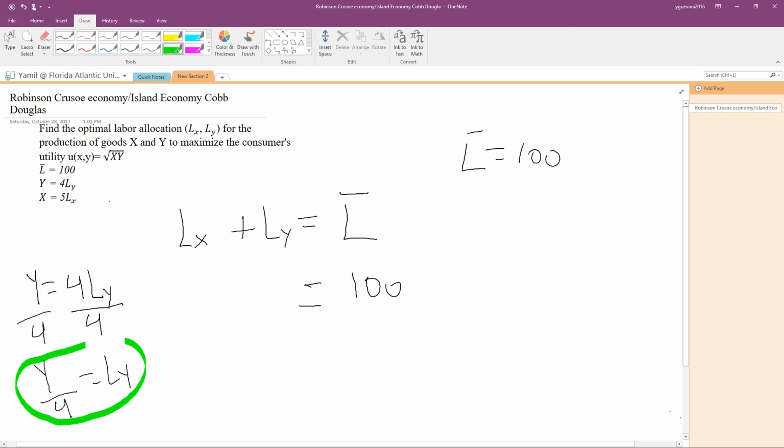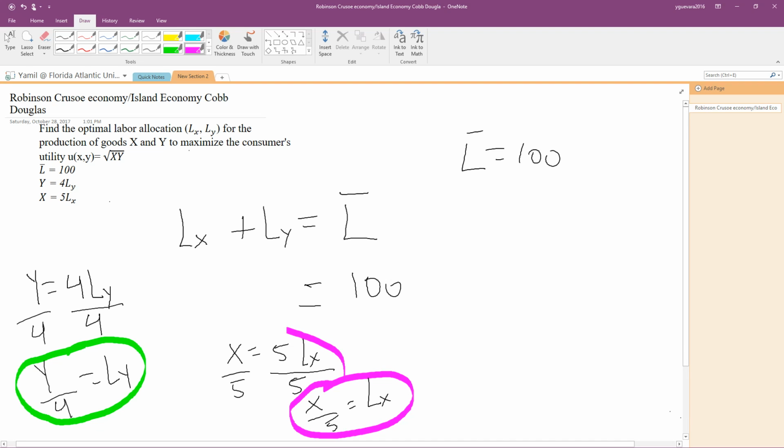Now let's find our Lx. We have a production function of x equals 5 Lx. We divide both sides of the equation by 5 and we get x over 5 equals Lx. So we got our Lx right here. We're going to plug that into here, and we're going to plug Ly in here.